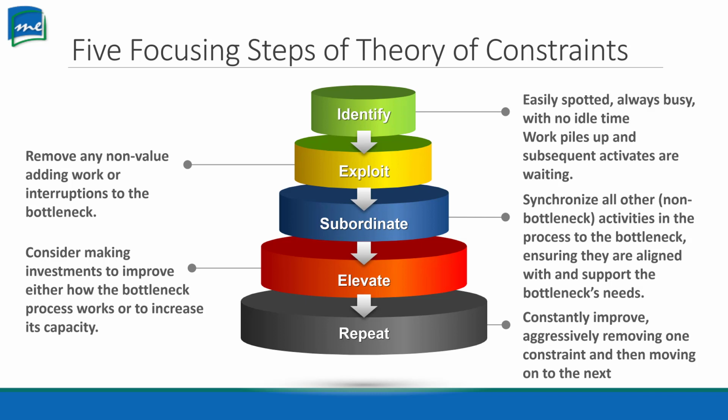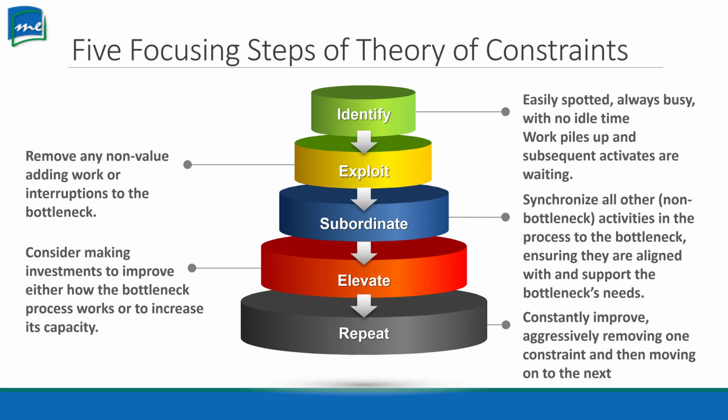Now, we could also do what's called elevate. Do we need two people at that workstation? That way we could possibly double the throughput. Or do we need a second machine? Or do we slow down other machines that are ahead so the work doesn't build up in front of that station? All these things are possibilities.